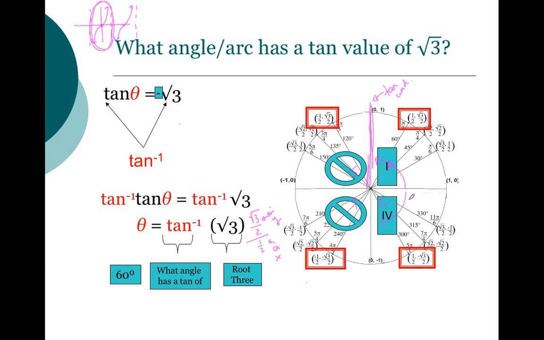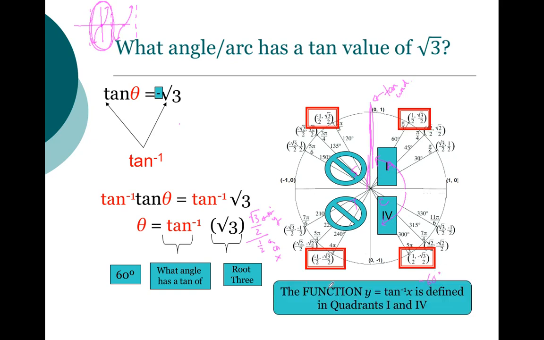And remember down here, my answer to this isn't going to be 300. My answer is going to be negative 60 degrees. So tangent is going to be defined in quadrants 1 and 4, but it's going to be from negative pi over 2 to pi over 2, not inclusive, because those are asymptotes. Or we can say it's from negative 90 to 90, not inclusive.